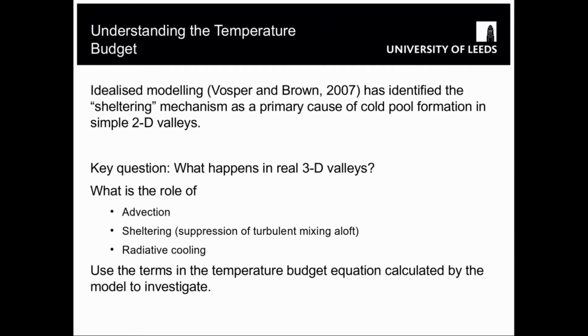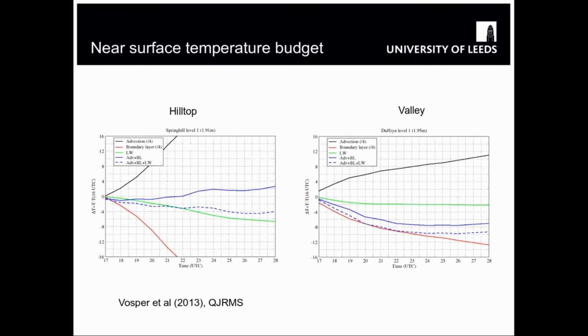So one of the nice things we can do in the model is look in detail at the temperature heat budget equation. So look at all the terms that are changing the temperature in the model through the different processes, and see how those vary through the night and what's driving the cooling. So here we've got those different terms, the hilltop site on the left and one of the valley sites on the right.